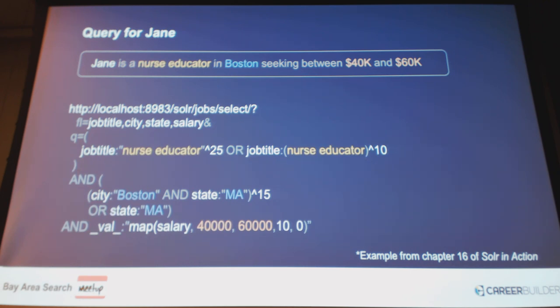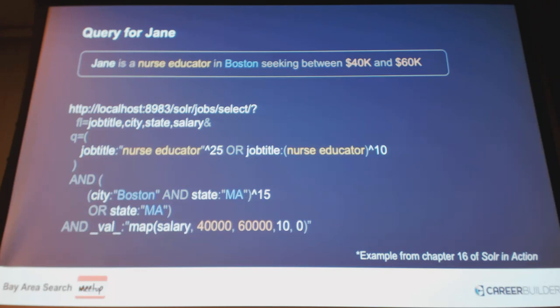But if I take Jane and turn her from a profile into a query, then Solr would look something like this. I'm going to query on the job title for nurse educator, which is what she is and what she's looking for. If this is an exact match, I'm going to give it a higher boost. If it's not as good a match, I'm going to give it a lower boost. If at least I match both of the keywords, that's a little bit fuzzier.